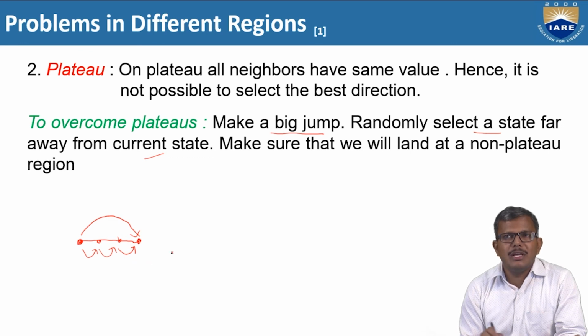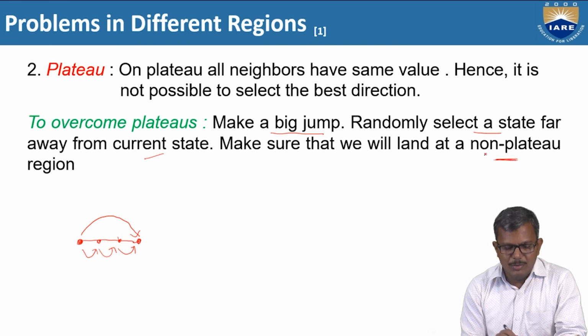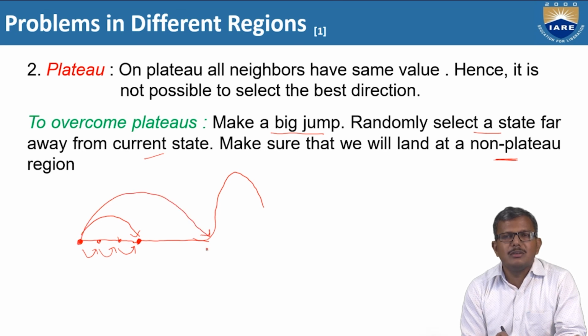So we are randomly selecting a state which is far away from the current state, but make sure that it is a non-plateau. Why? Because if the plateau continues like this, you make a random jump and come here, and what happens again? There are some other plateau places, which means you have to make a jump again. We have to make a jump where there is no flat surface. Instead of jumping from this point to this point, you better jump directly to this point. That means you have to jump to a state which is far better than your current state.